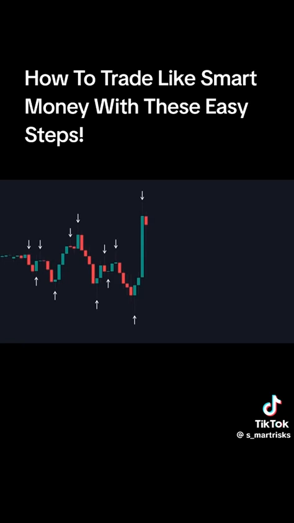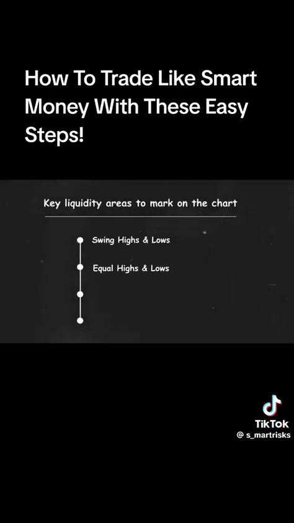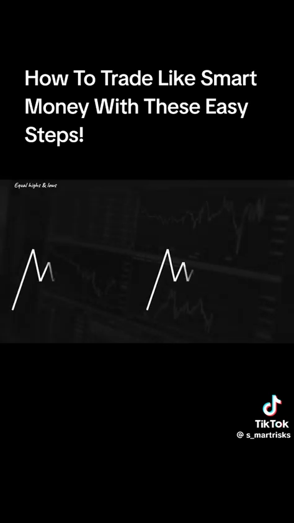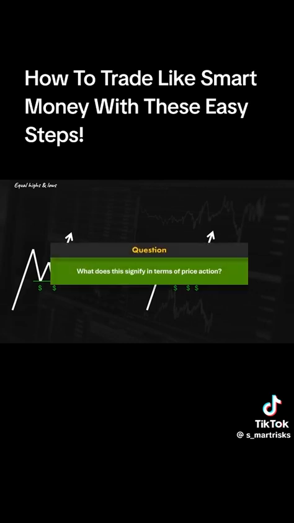Keep in mind that you can also use a 5-candle swing pattern, which can make swings more reliable and give stronger signals. Now let's move on to the second type of liquidity: equal highs and lows. As the name suggests, the price forms equal lows, where the low points are around the same level. Similarly, the price forms equal highs where the highs are around the same level. So, what does this signify in terms of price action?